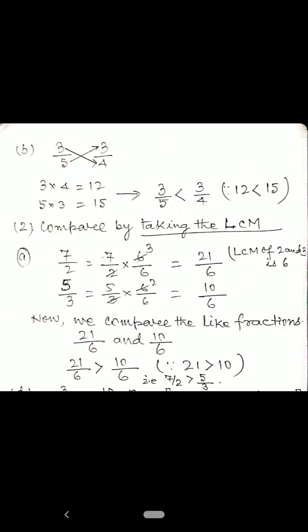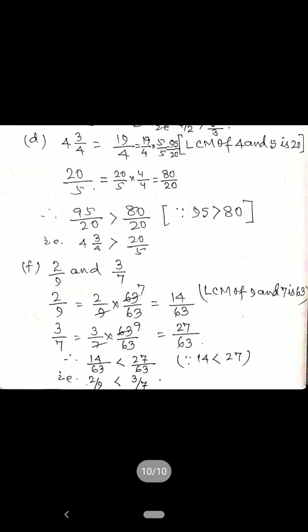Here denominators are the same, 6 and 6. Now compare the numerators. So clearly 21 is greater than 10. Now we compare like fractions, 21 by 6 and 10 by 6. 21 by 6 is greater than 10 by 6. Since 21 is greater than 10, that is 7 by 2 is greater than 5 by 3. Similarly, you can do question number D, F.